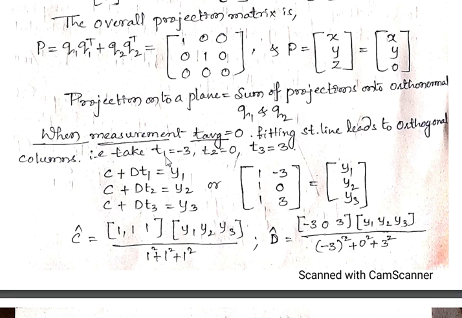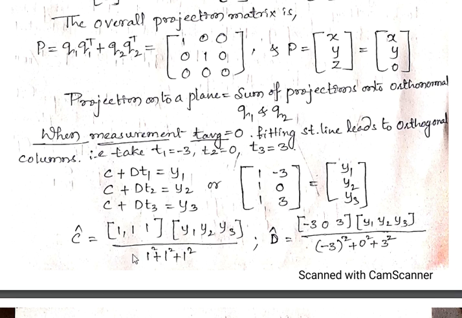For example, if T1 is minus 3, T2 is 0, and we have 3 points, T3 is 3, then the average of this is 0. So T1, T2, T3 are minus 3, 0, 3, and let's say y1, y2, y3. In those cases, what would be the values of C and D? The best values of C and D would be just 1, 1, 1 multiplied by y1 plus y2 plus y3, because this is not going to add up anything.